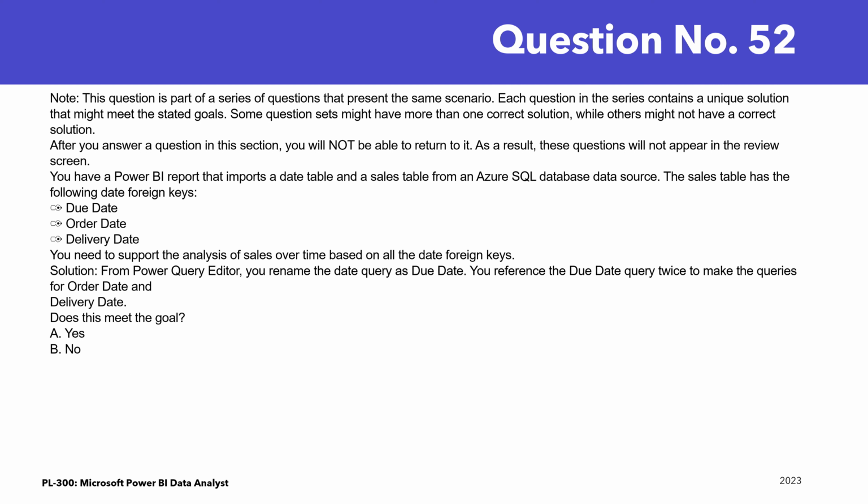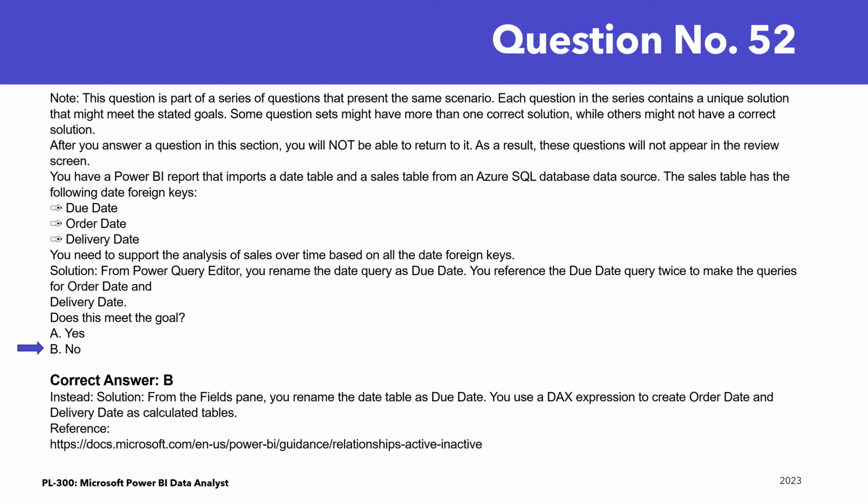You have a Power BI report that imports a date table and a sales table from an Azure SQL database data source. The sales table has the following date foreign keys: due date, order date, delivery date. You need to support the analysis of sales over time based on all the date foreign keys. Solution. From Power Query Editor, you rename the date query as due date. You reference the due date query twice to make the queries for order date and delivery date. Does this meet the goal? A. Yes. B. No. Correct answer, B.